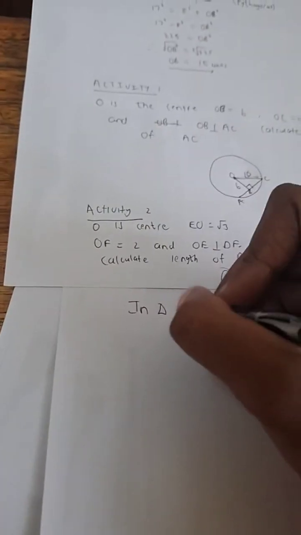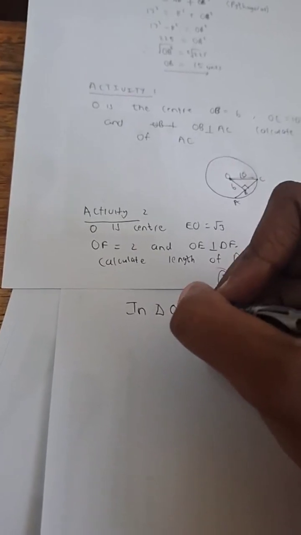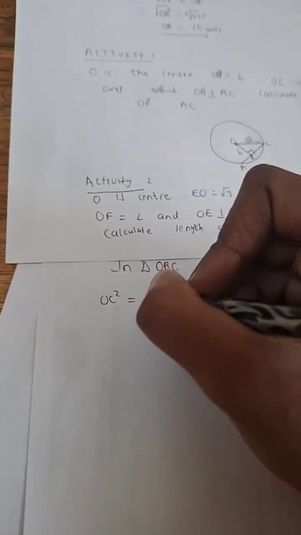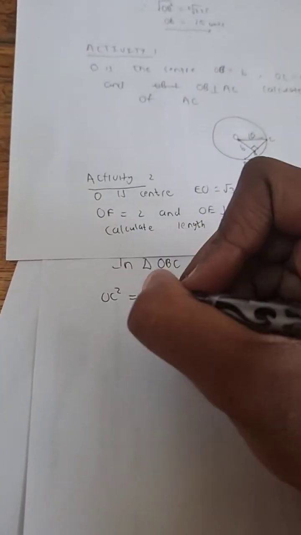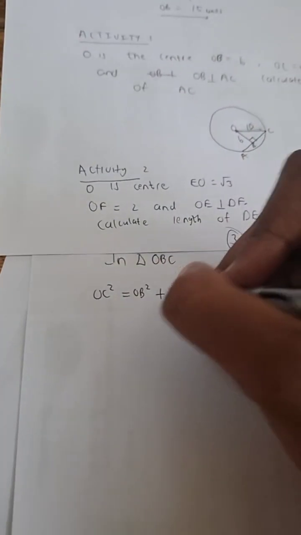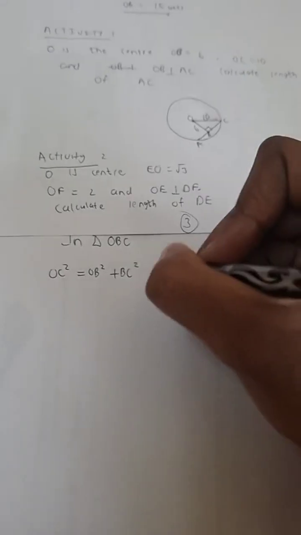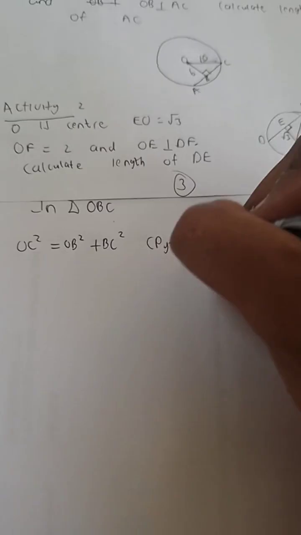So we are going to say, for the person who's marking me, in triangle OBC, so that the person can have his attention in that triangle. In triangle OBC, that's where I'm working. The square of the hypotenuse side is equal to the sum of the squares of the other two sides. Don't forget this.